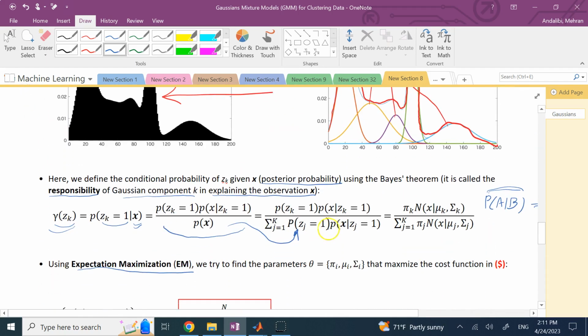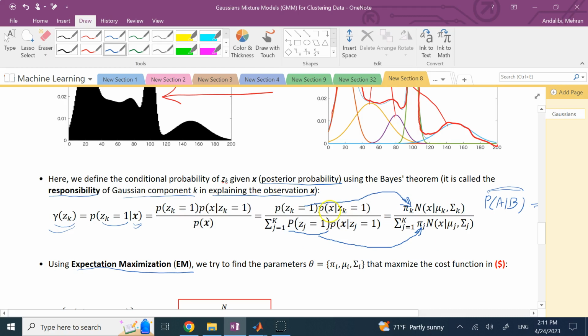So we have it here. We write it as the denominator and we expand it, right? That's integrating over all joint terms, individual joint terms. And now this P of ZK equal 1, based on our notation, is what we called pi k, right? So this one here is your pi k, as you can see. And P of Zj equal 1 is pi j. So we replace them like that.